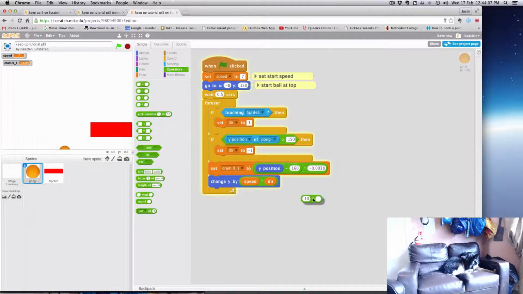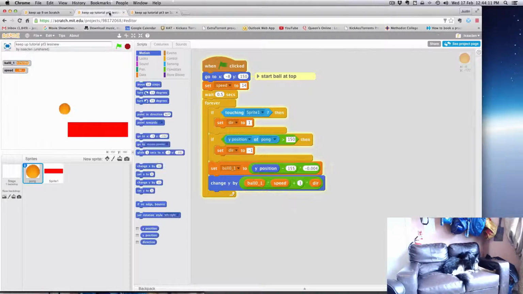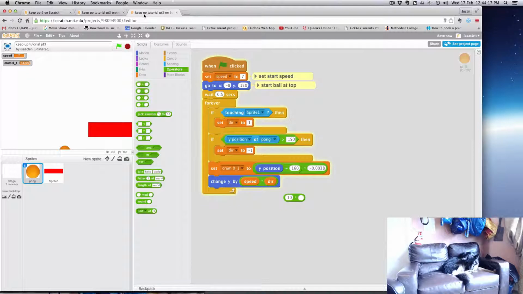Remember, we just want to multiply the speed. You can look at the cheat sheet. Multiply the speed by the 0 to 1 number. So then the speed will be really low at the top because it's close to 0.